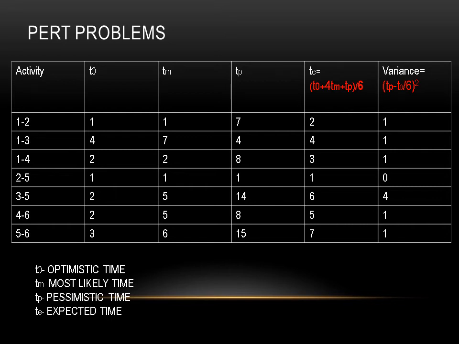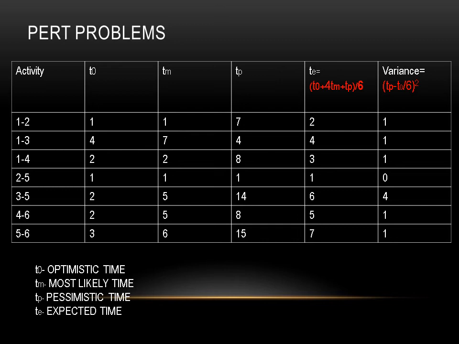Okay, so TE is T naught, in column 5. TE is T naught, that are given in red font. T naught plus 4TM plus TP, whole divided by 6. This is the formula for expected time. For variance, the formula is TP, pessimistic time, minus T naught, optimistic time, whole divided by 6, whole square. Okay, these are just two formulas.